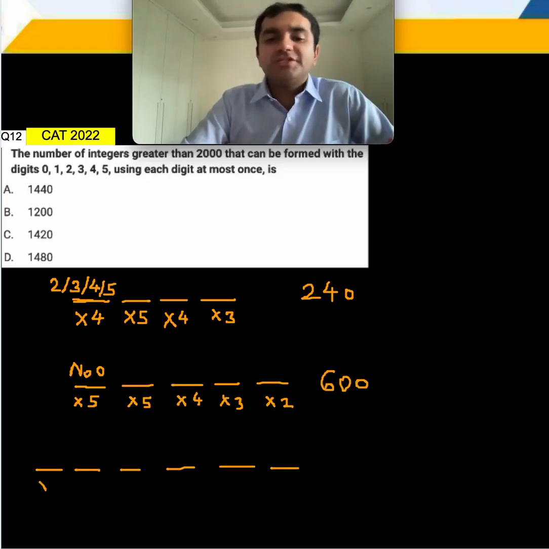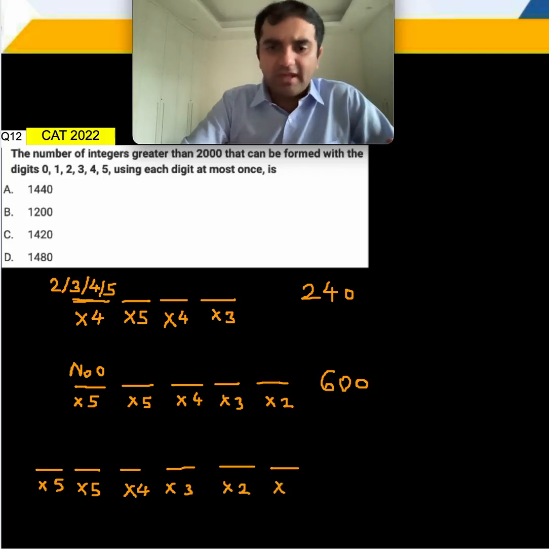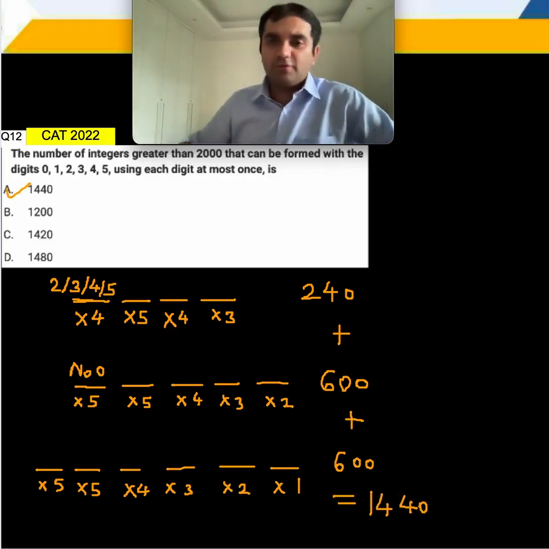Same for the 6-digit numbers where first position पे 0 is not allowed, so 5 ways. Then 5 ways, 4 ways, 3 ways, 2 ways. Standard calculation, you get 600 ways, add them all up, you get a total of 1440. The answer is A part for question number 12.